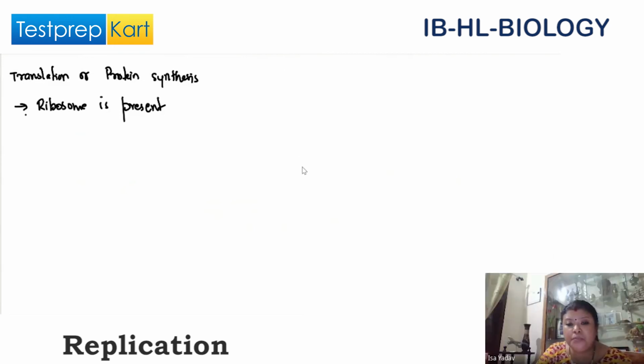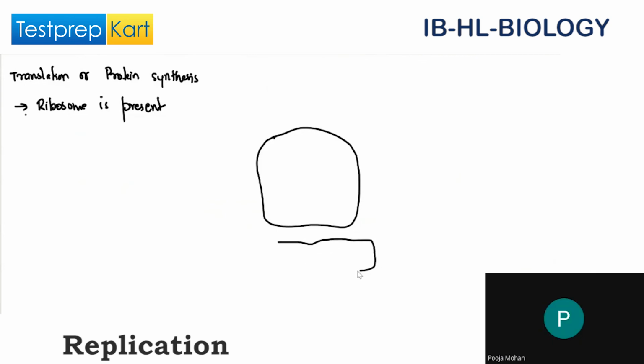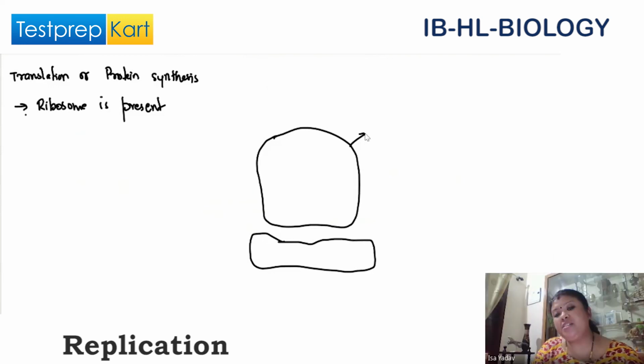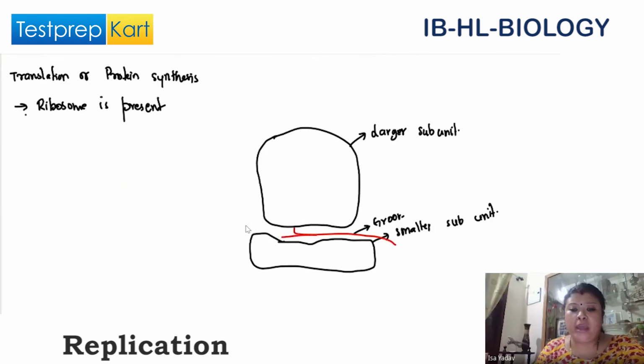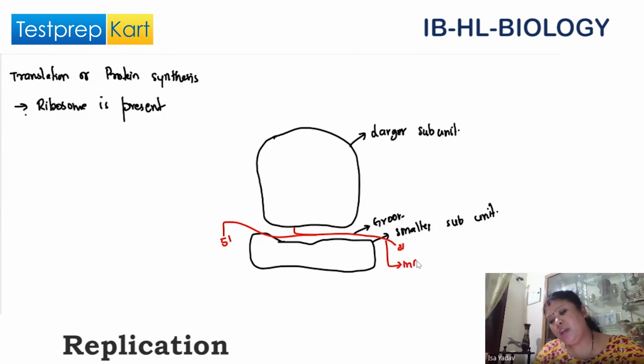Let's see a generalized structure. This is the larger subunit. This is the smaller subunit. There will be a groove for mRNA. This is mRNA. The larger subunit has three sites: A site, P site, and E site.